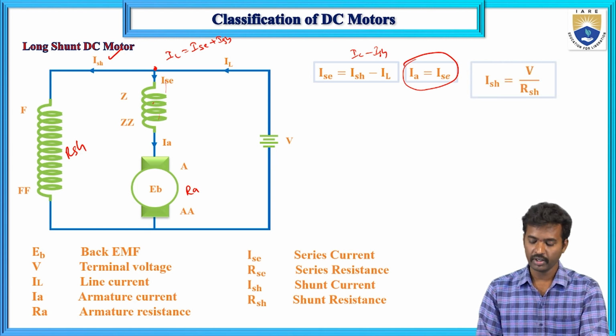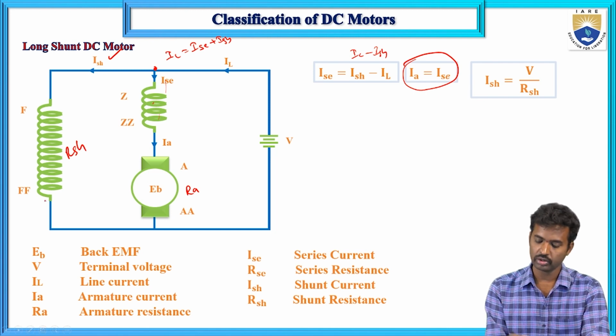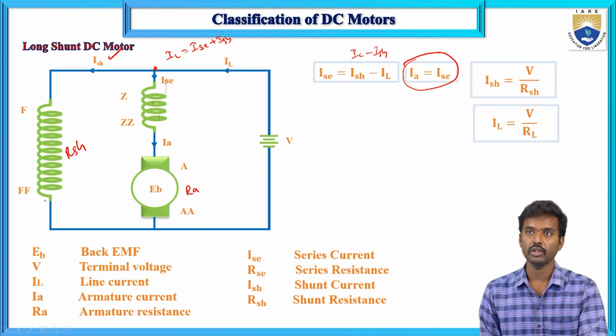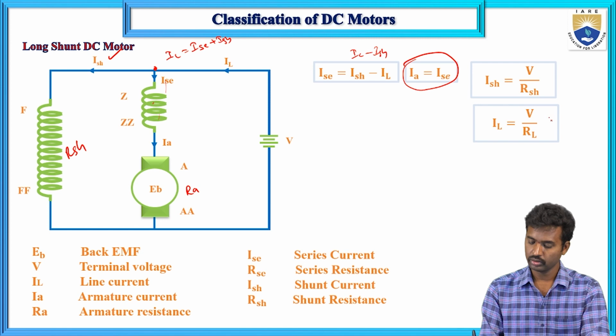Now if you apply KVL here, the same voltage is developed across each element, so ISH equals V by RSH. The voltage across these elements is the same, so this current equals this voltage divided by RSH. We don't need IL here.